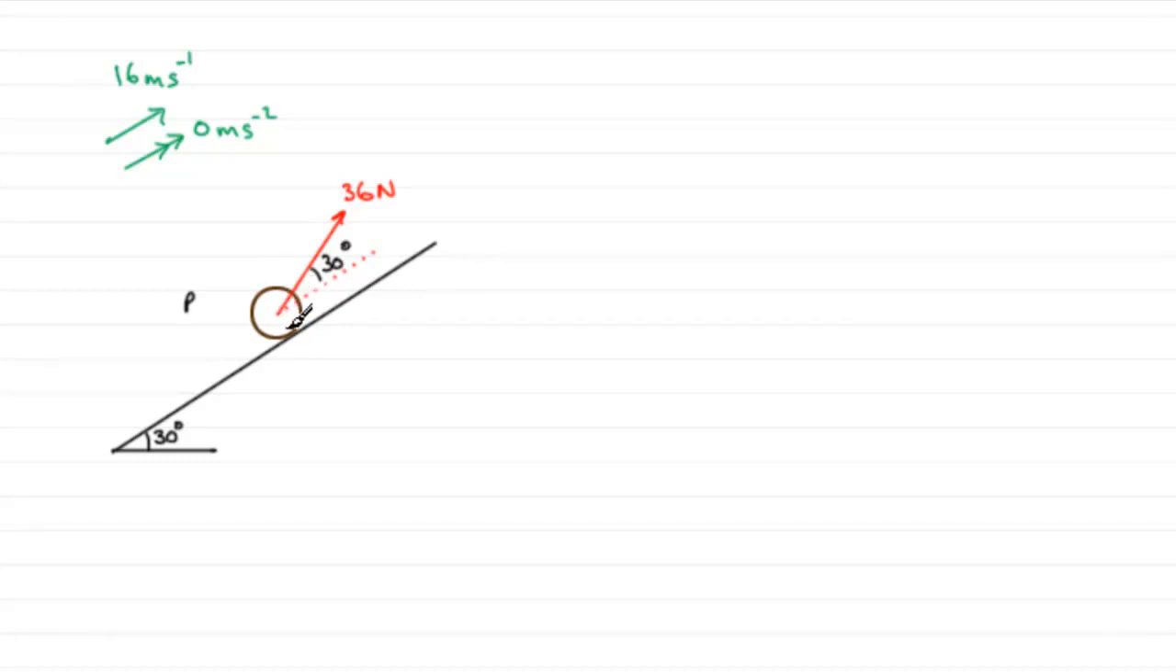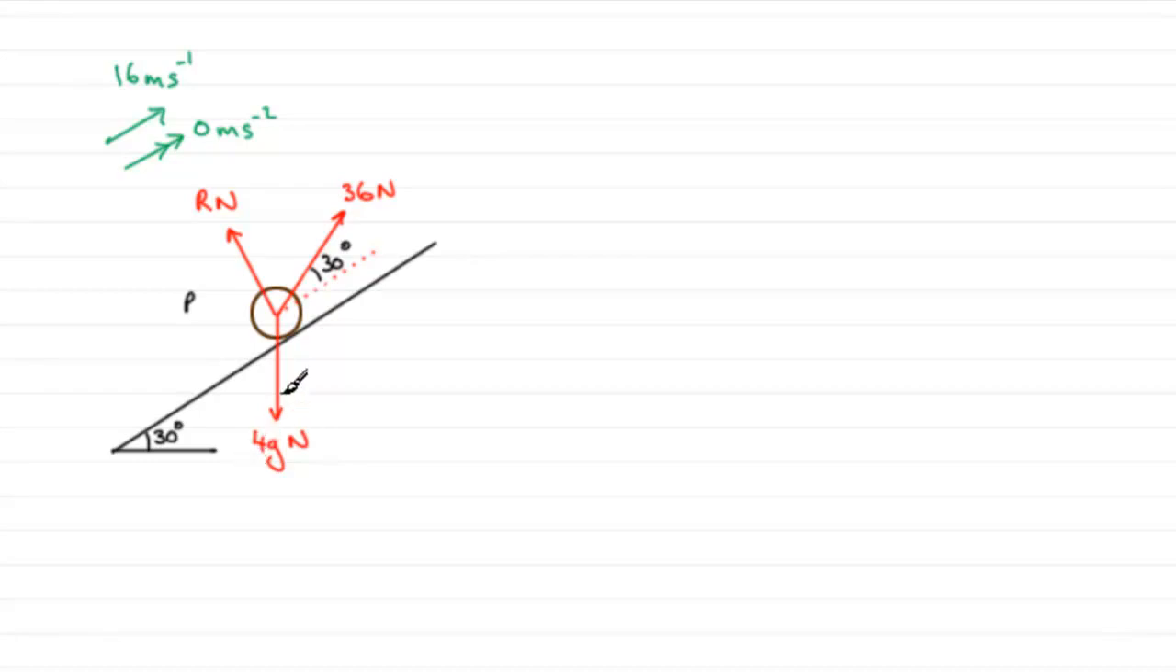So we need to mark on some forces here. That normal reaction will be a force acting perpendicular to the plane, which I'm going to call R newtons. We've got the weight of the particle. We're told that the particle has a mass of 4 kilograms, so the weight of the particle acts downwards and would have a value of 4g newtons, mg.